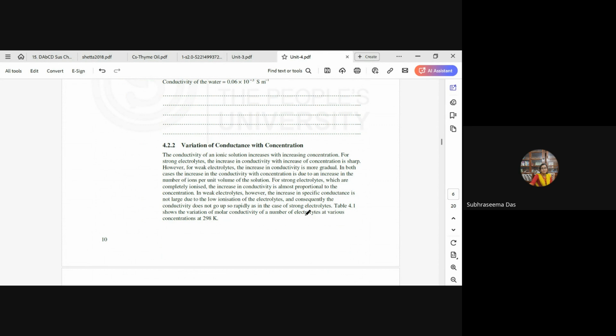So in both cases there is an increase in conductivity, and that occurs due to the increase in number of moles of ion per volume of the solution. Now for strong electrolytes, which are completely ionized, the increase in conductivity is almost proportional to concentration. But when we take weak electrolytes, the increase in specific conductance is not very large because of very poor ionization of the electrolyte.